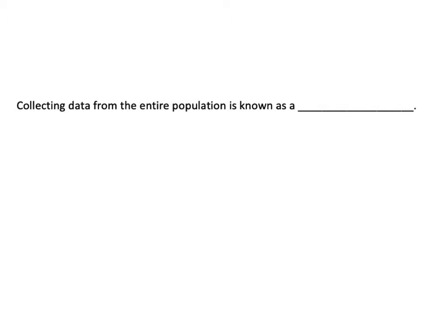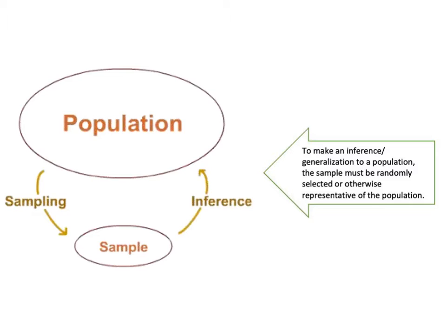Collecting data from an entire population is known as a census. Just like in the United States, the Constitution mandates that every 10 years we must do a census to collect data on our citizens. Now, as I was saying, one of the big ideas is it's often too challenging to collect data from an entire population. Just not feasible. So what do we do? We do different sampling methods to collect a sample.